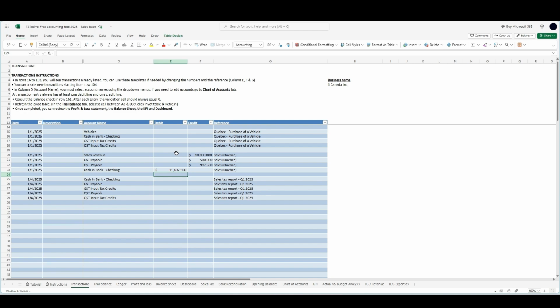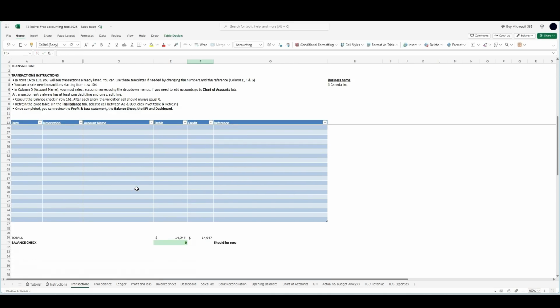Now, let's look at a taxable purchase. The business buys a vehicle for $3,000 plus taxes. Here's how that gets recorded. The $3,000 goes to the vehicle asset account. The $150 in GST paid is recorded as a debit to the GST input tax credit account. The $299.25 in QST paid is debited to the QST input tax credit account. The total amount paid, $3,449.25, is recorded as a credit to the company bank account. After entering your transactions, always check the balance to ensure it shows $0.